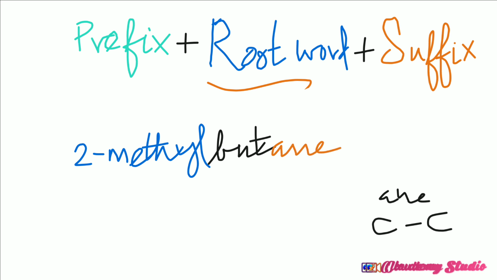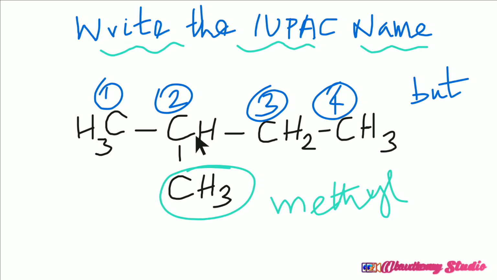Yes. Now the IUPAC name for this compound is 2-methylbutane. That is, at the second carbon atom a methyl group is attached. Total 4 carbon atoms, and between carbon to carbon, single bonds. Therefore, 2-methylbutane. That is the IUPAC name for this compound.